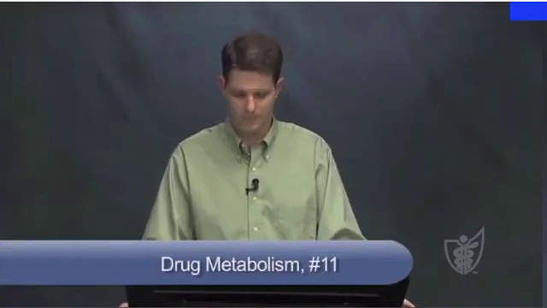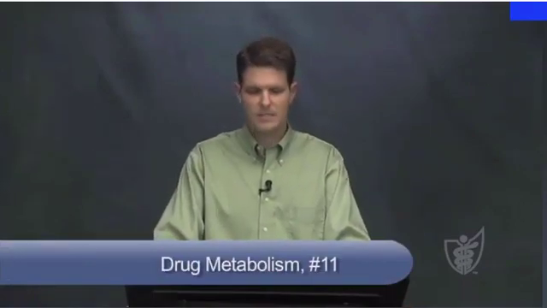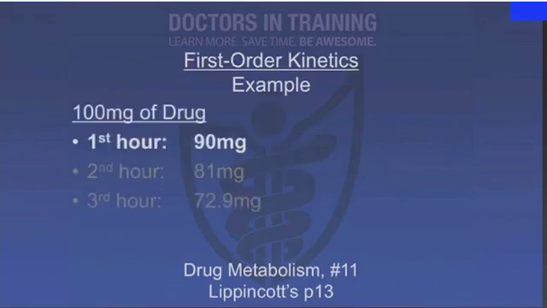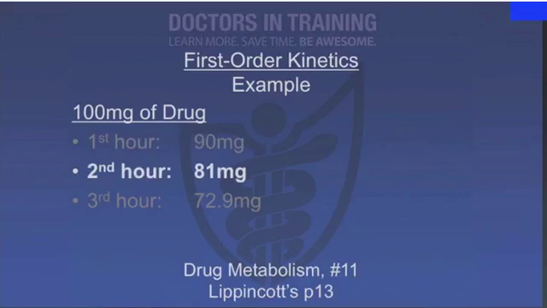So imagine for a minute you start with 100 milligrams of drug in the blood, and you're going to metabolize 10% of that per hour. So after the first hour, 10% of that 100 milligrams is 10 milligrams. And so after that first hour, 90 milligrams is left. Now, after the second hour, you're metabolizing 10% of 90 milligrams.